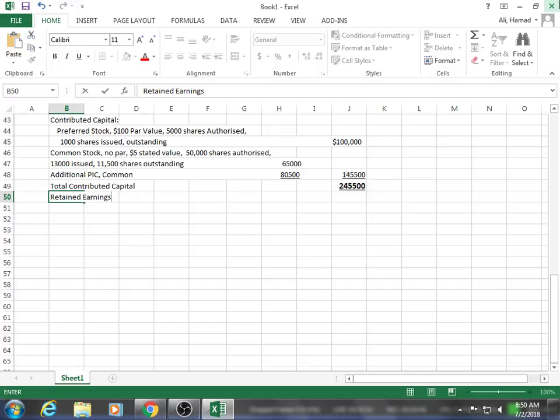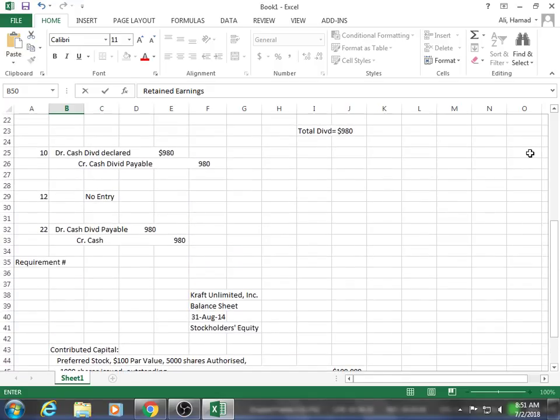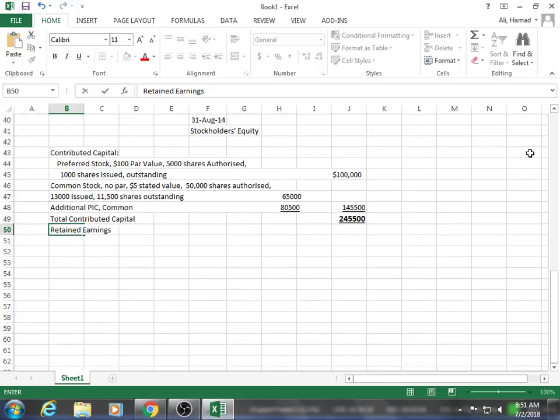Prepare stockholders' equity for Kraft balance sheet as it would appear on August 31st. Net income for July was 0 and August was 11,500. So our retained earnings is 11,500. Now remember we gave dividends, and the dividends are given out of retained earnings. How much was the dividends? 980. Take it out of 11,500.